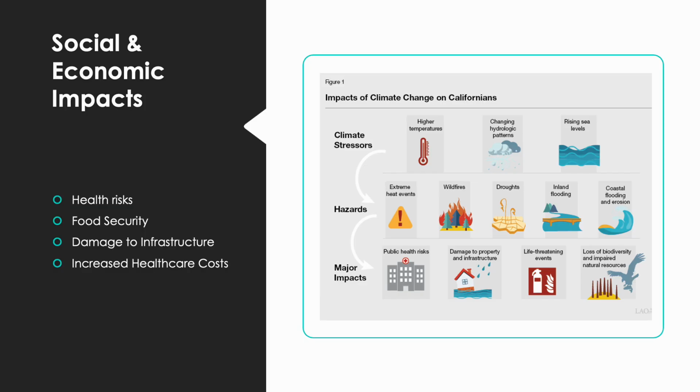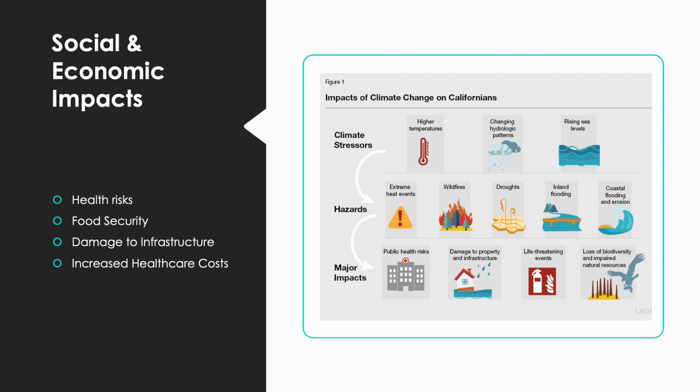The social and economic impacts of climate change might hit home for you, considering this could affect your own life. Some examples of these impacts are health risks. Climate change contributes to the spread of diseases like malaria, as warmer temperatures expand the habitat of disease-carrying insects. Heat waves and poor air quality also pose direct health risks, particularly for vulnerable populations.